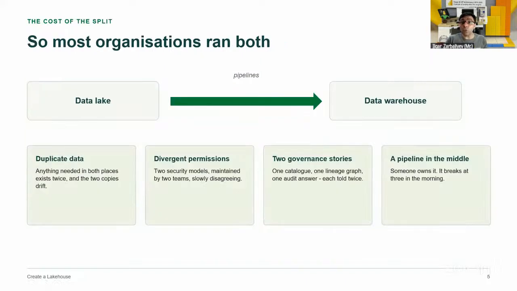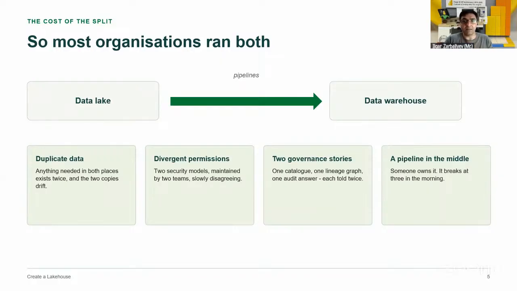So you do what almost everyone did. You keep the warehouse for the structured data it handles well. You stand up a lake beside it for everything awkward, and you run pipelines between them. And that works. But look at what it costs you, because these four costs are not theoretical. Every one of them is somebody's Tuesday.